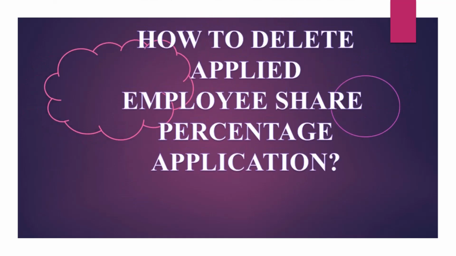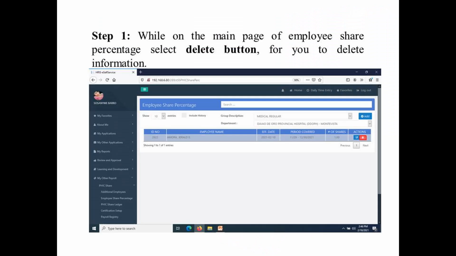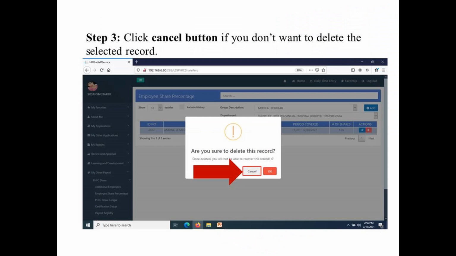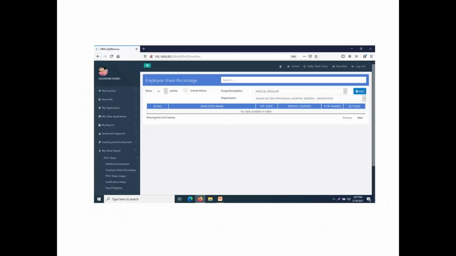How to delete applied employee share percentage application. Step 1. While on the main page of employee share percentage, select Delete button for you to delete information. Step 2. Click Delete if you want to delete applied application. Step 3. Click Cancel button if you don't want to delete the selected record. Step 4. Click OK button if you want to delete information.